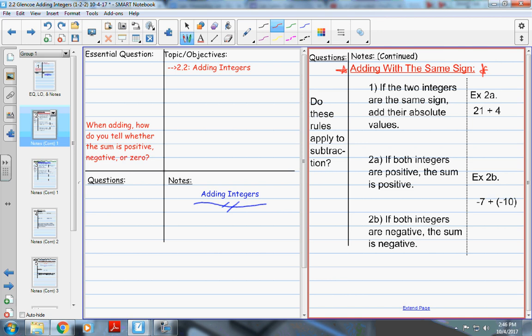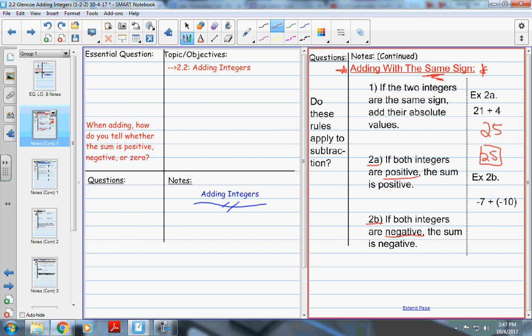So I have example 2a, and if both integers are positive, the sum is positive. So 21 plus 4 are both positive integers. We're going to add them, and that means their sum is also positive. Notice there is not a step 1, step 2, and step 3. It is step 2a and step 2b, because you either have both integers being positive or both integers being negative. That's when we use these rules, only when the integers have the same sign.